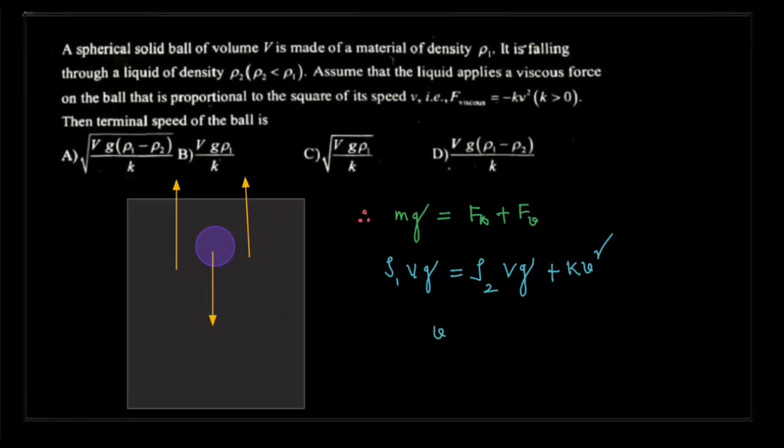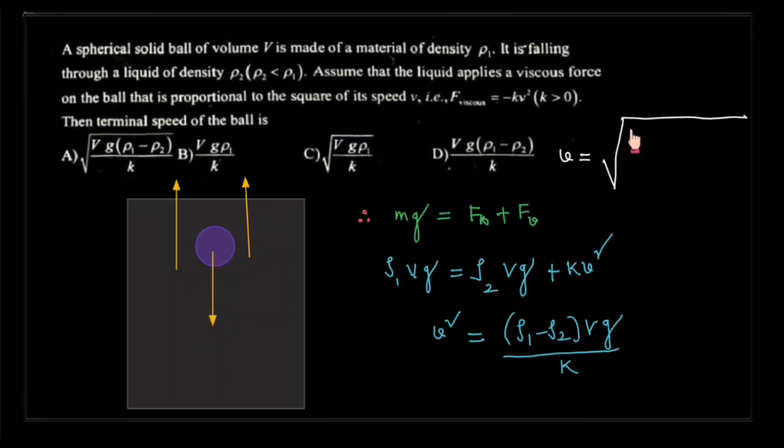So therefore this terminal velocity v square is equal to, you can take out this rho 1 minus rho 2, you can take out this Vg out, right, by K. Therefore you directly get the answer. This v is equal to the square root of volume into g into rho 1 minus rho 2 by K, right? So that is the answer for this question.